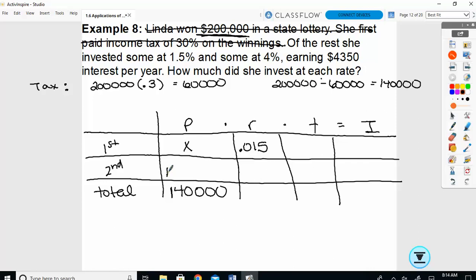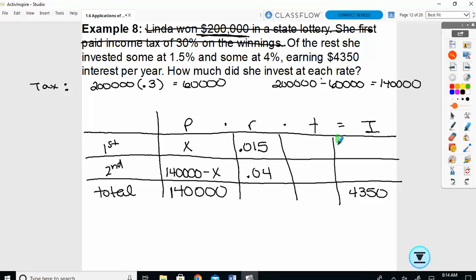All right, how much would I put at the second one? That big number minus, 140,000 minus that. Good. And what's my rate? 0.04. Okay, I did not give you a third interest rate this time. What did I give you? How much here? 4,350. Where would that number go? Total interest is 4,350.